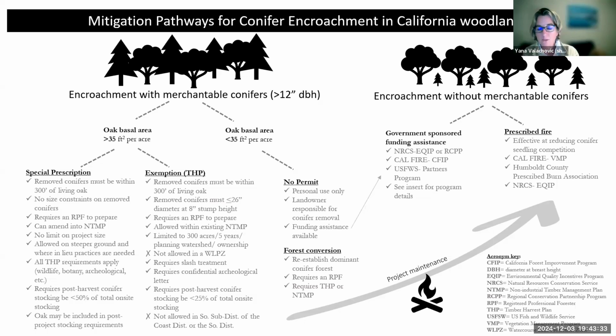Assuming that you have a site where you've got commercial capacity for removal of the Doug fir, there are two routes. One is called the special prescription, which is typically related to a timber harvest plan or a non-industrial timber management plan. There are no size constraints on how big the trees can be by diameter. There's no limit on project size. And it's basically a typical harvest plan. The difference is that you meet the post-project stocking.